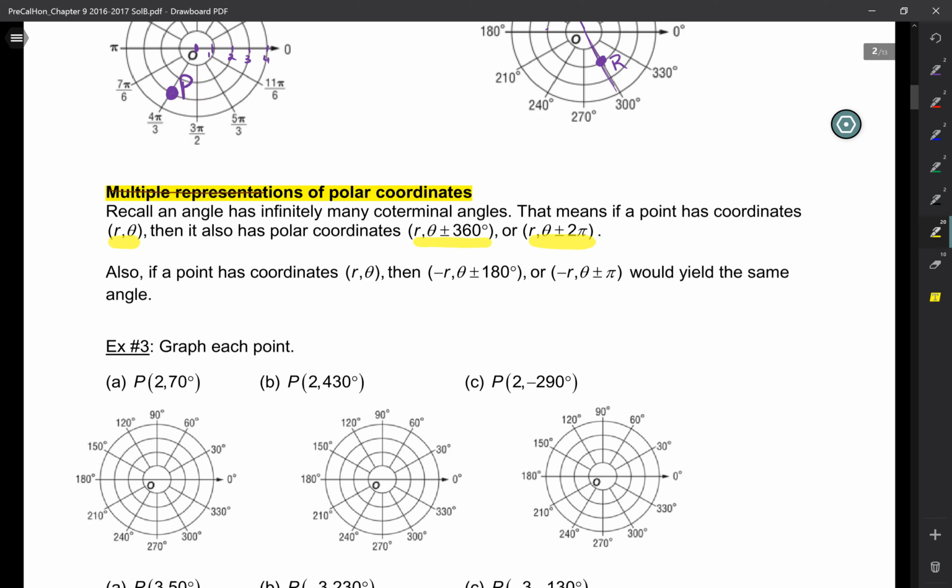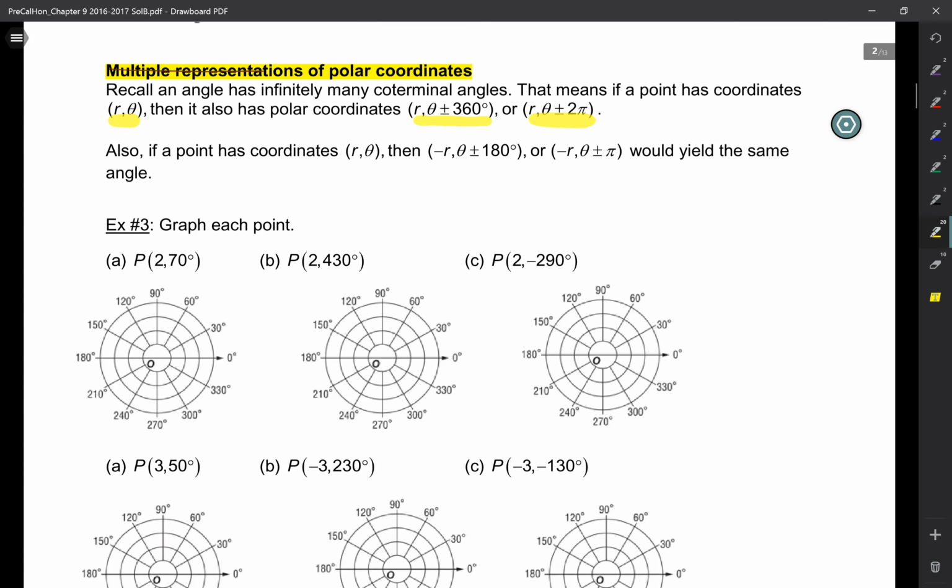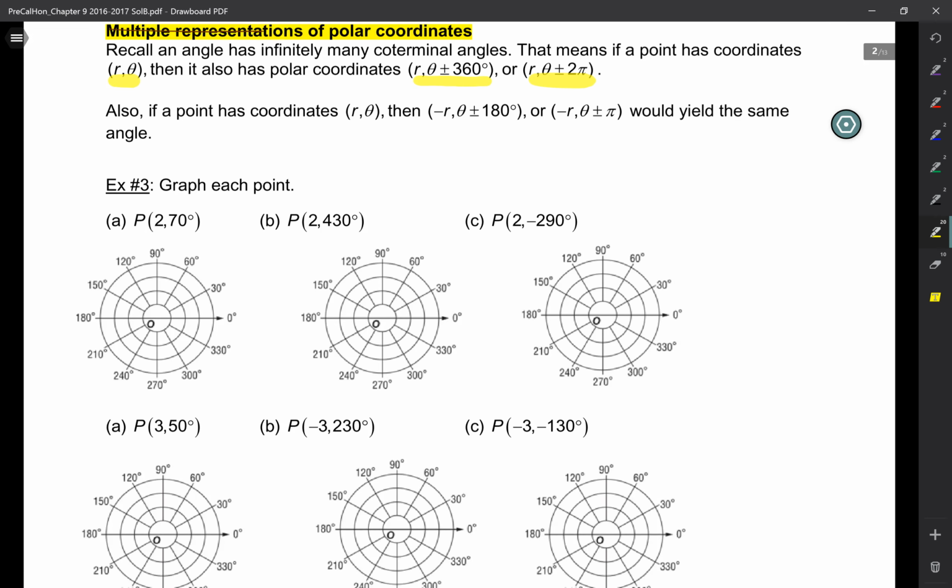So I can take the angle, I can add 360 to it, and what happened? I just get back to the same point. I could subtract 360 from it, and I can get back to the same point. So let's skip ahead to example 3, and I'll show you guys a couple things here. So first we're going to graph P, which is at 2 comma 70 degrees. So 70 degrees is right past the 60, and if I go up 2, would that be a good place to put P? Yeah, I think so.